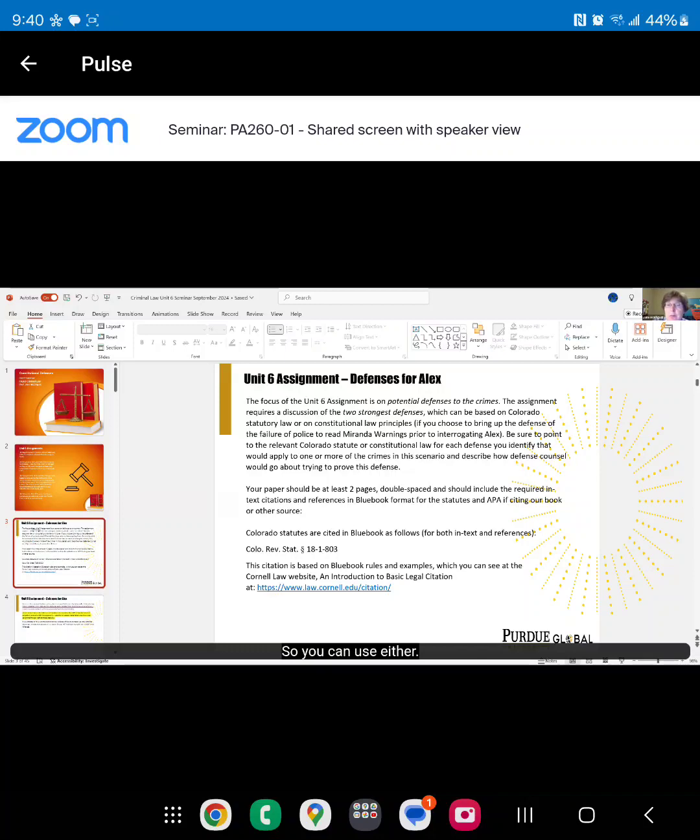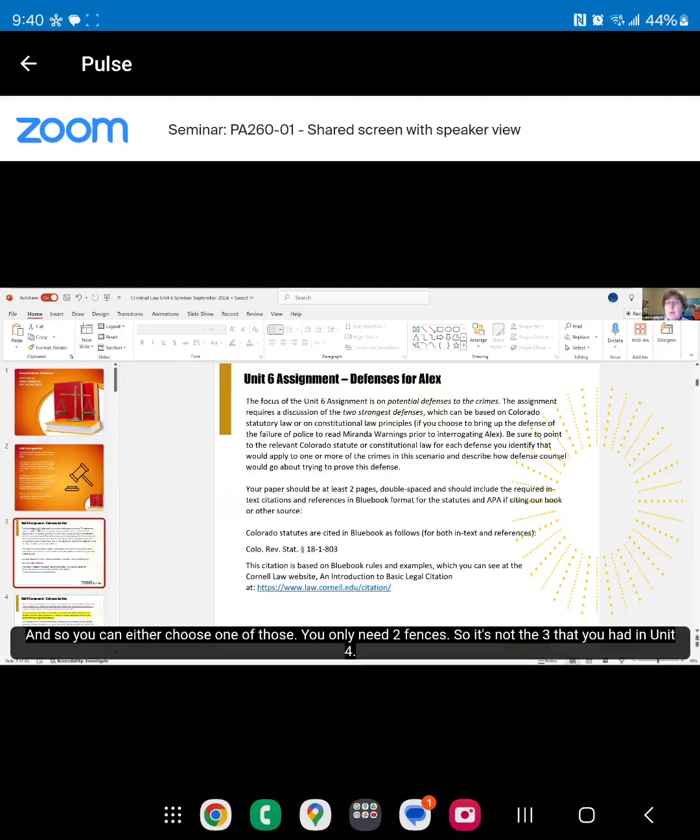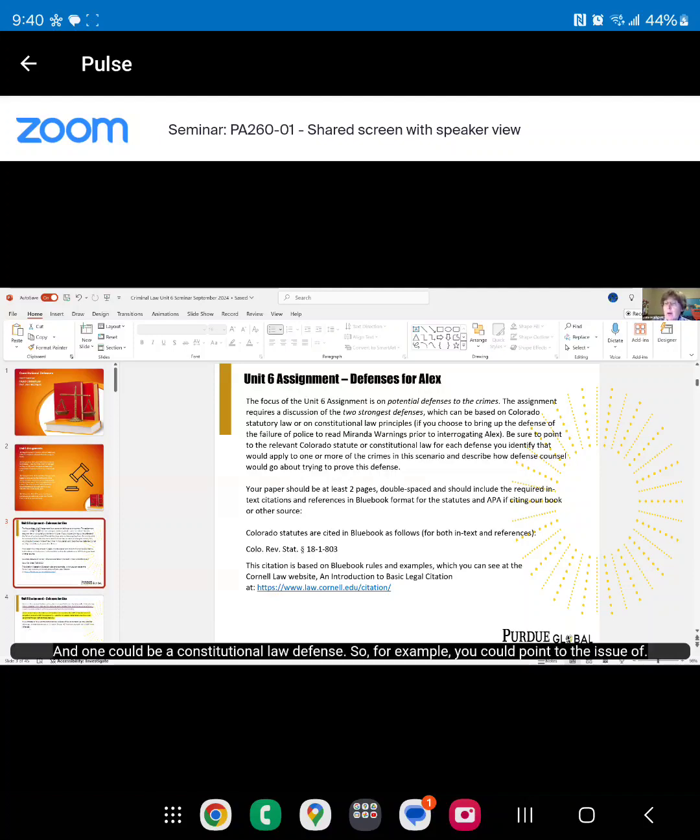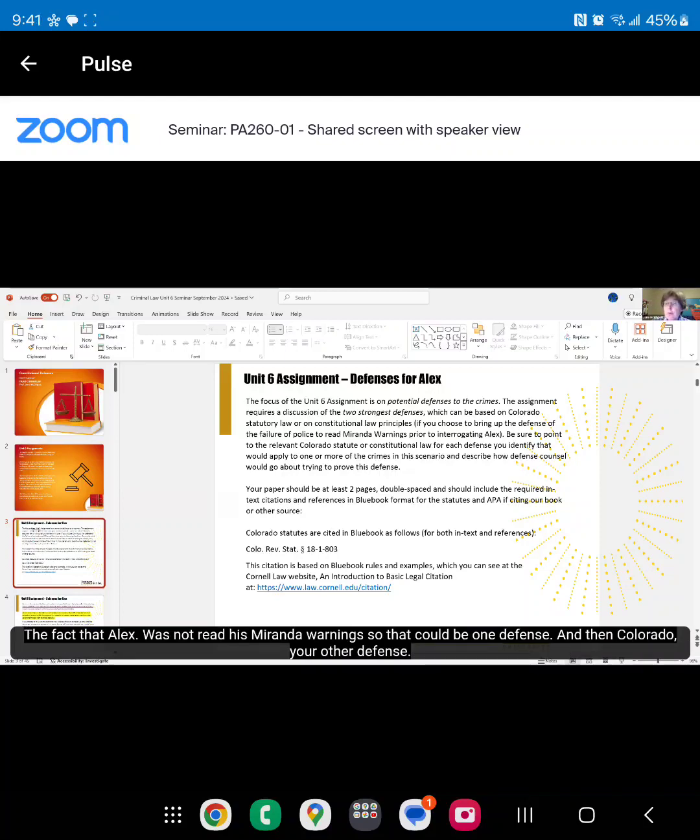You can use the statutes that map out the defenses. They're in a little bit of a different spot, but I have a link for you to them. You can choose one of those. You only need 2 defenses, so it's not the 3 that you had in Unit 4. One could be a constitutional law defense. So, for example, you could point to the fact that Alex was not read his Miranda warnings. That could be one defense, and then Colorado law, your other defense.